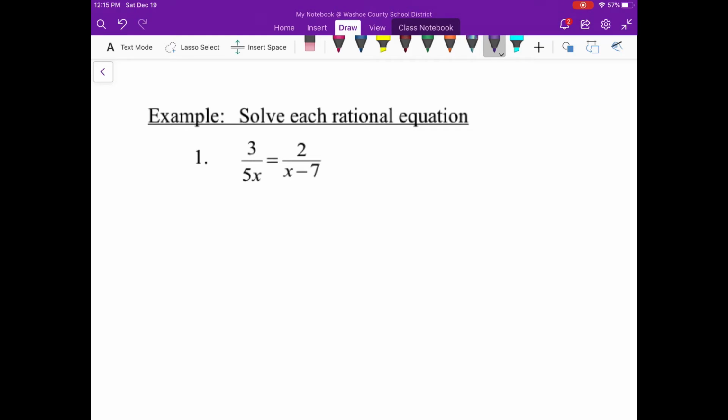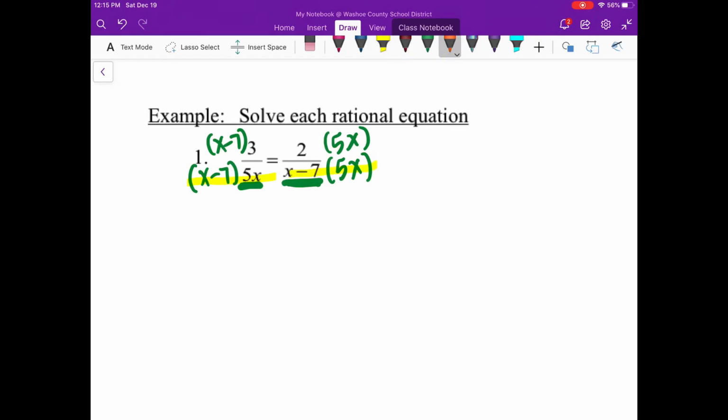Solve each rational equation. In this one and in any other one, if you have multiple denominators, think about what you want to do. You have two options for this one, but I'm going to get you used to finding the common denominator. Looking at these denominators, this is 5x and this is x minus 7. So I'm going to multiply each side by the opposite denominator: this side by x minus 7 and this side by 5x. Essentially, you are cross multiplying here, but I'm writing it this way so that you get used to it once they get longer.